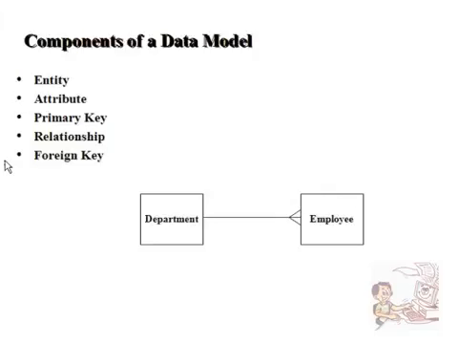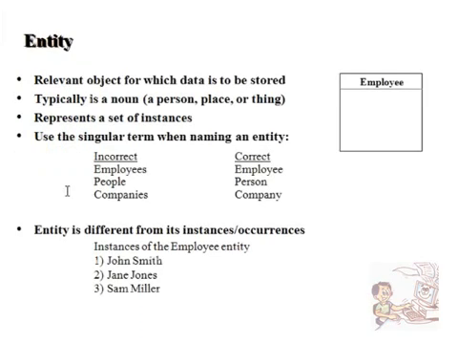So what is an entity? Basically, an entity is nothing but a collection of relevant object data where you are trying to capture or store the data. So that is nothing but your entity here. It is typically a noun, like a person, place, or a thing. So it is named under a noun. It represents a set of instances.